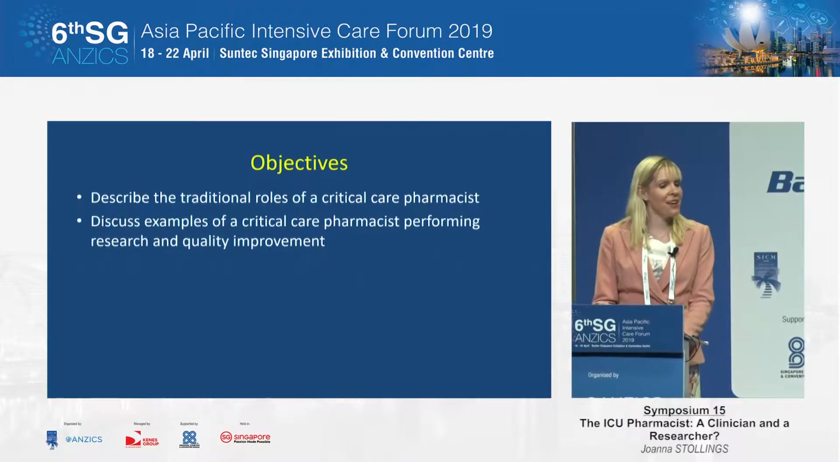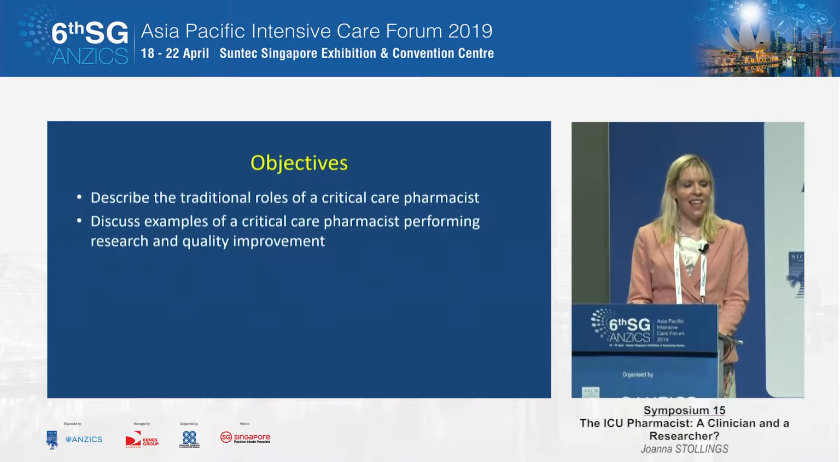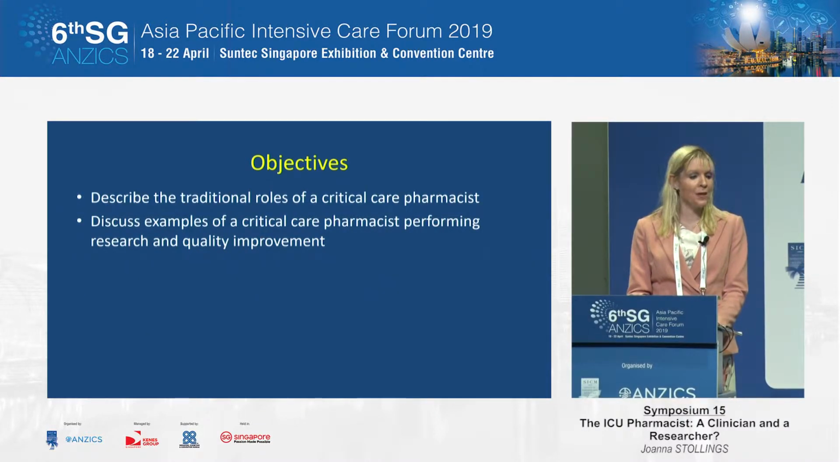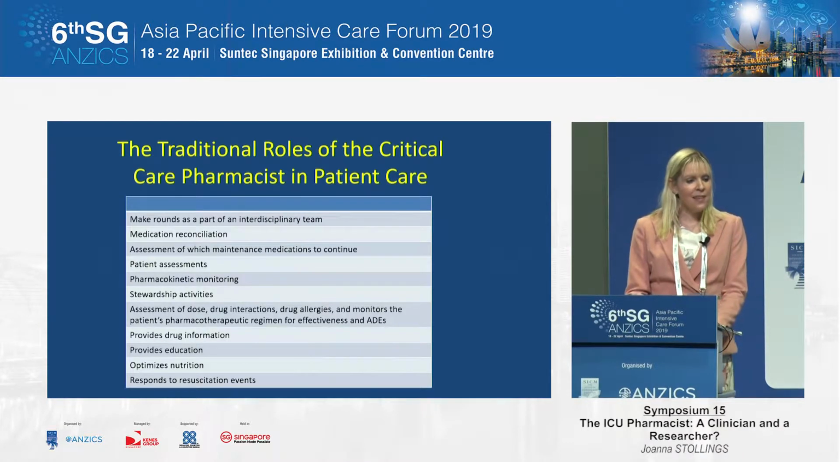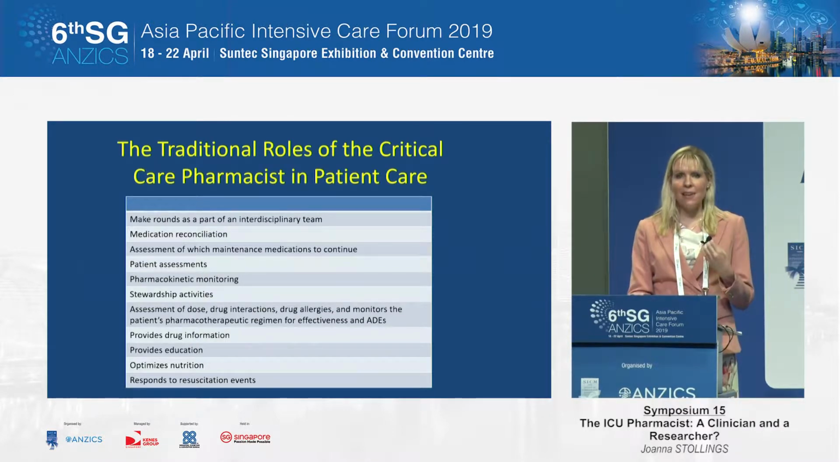My objectives today are going to be to describe the traditional roles of a critical care pharmacist, and then next to give examples of a critical care pharmacist performing research and also quality improvement. So when I think about the traditional roles of a critical care pharmacist, I think about making rounds every day as a part of an interprofessional team.